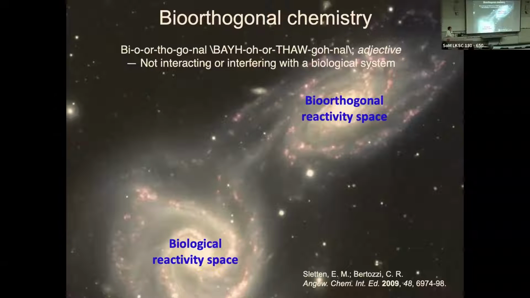Another way to think about that is that in the universe of possible chemical reactions, there are different sectors that a person could explore. For example, in this universe, there is a galaxy that we define as biological reactivity space. And that is the reactivity of all of the chemical groups you would find in biology, right, in our body, for example. And it's a pretty large space, but it's not infinite.